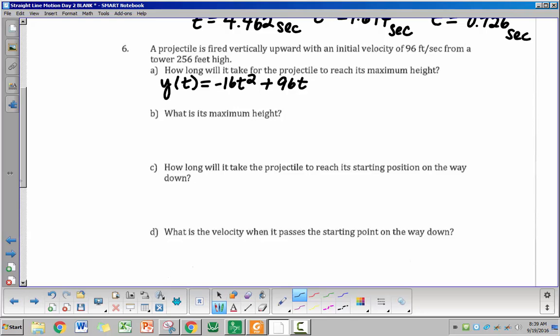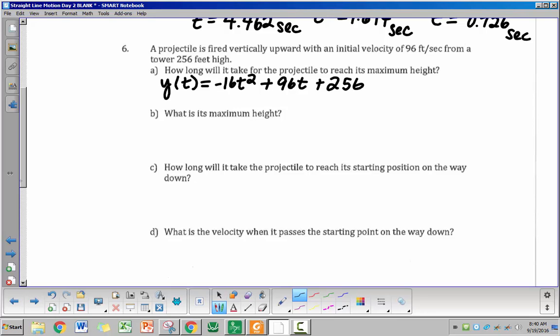Well, it's not going to start up there. It's going to start on the ground. Projectiles fire upward. Maybe it is. 250 plus 256. Yes, it is. You're right. Sorry about that. She's absolutely correct. From tower. There is the clue, right? What is its maximum height?